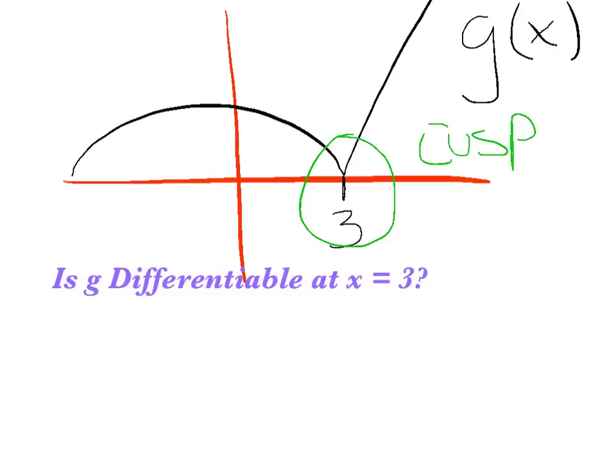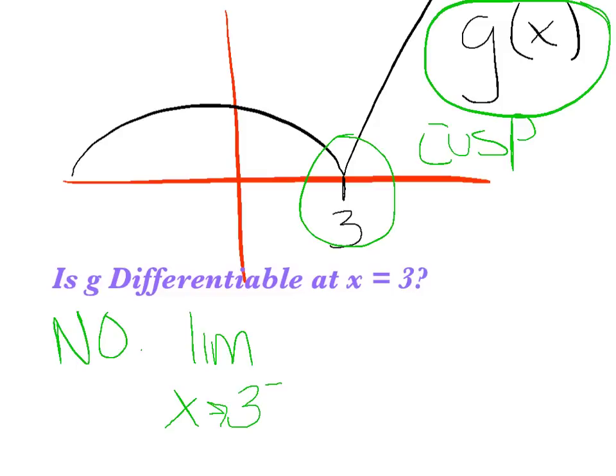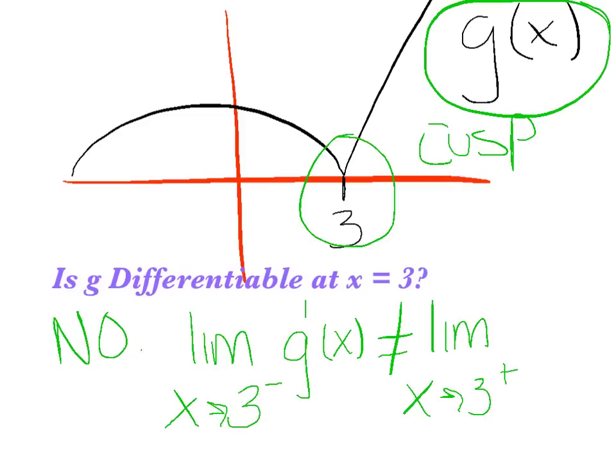So I would say, is g differentiable at x equals 3? No, right off the bat. And the only justification they're going to take is that limit definition. So the limit as x approaches 3 from the left. Now be smart, you're talking about g, but you're looking at its slope, so g prime of x does not equal the limit as x approaches 3 from the right of g prime of x. Okay, so I just want to focus on that notation.